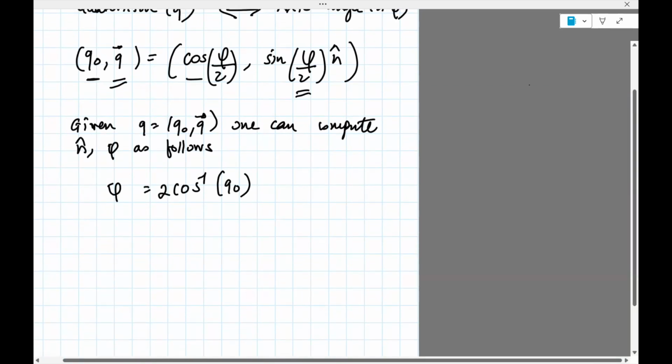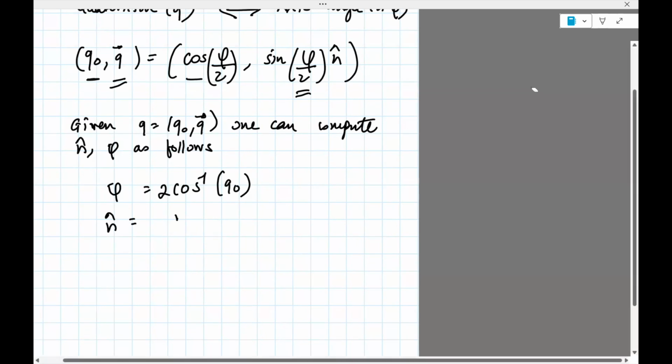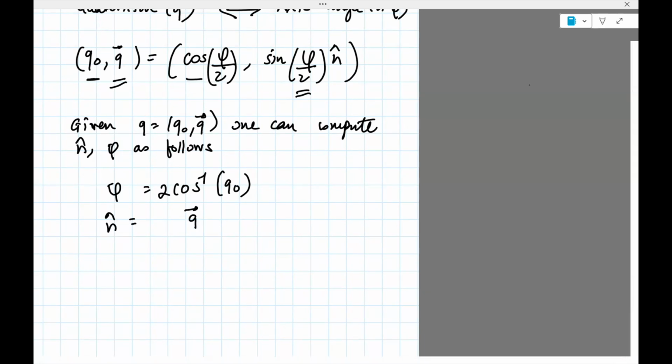So once you found psi, you know the numerical value, you can equate this part to this part, and then you'll see that n is q bar divided by sine of psi divided by 2. So sine psi by 2 is known because you already computed it in the first step, and then you can find n.